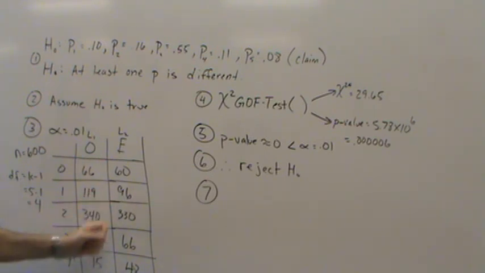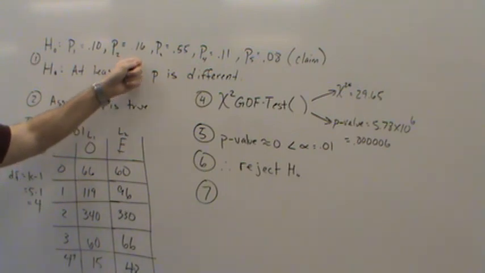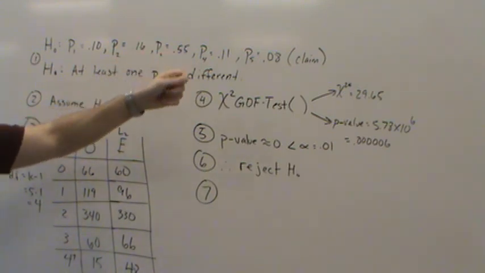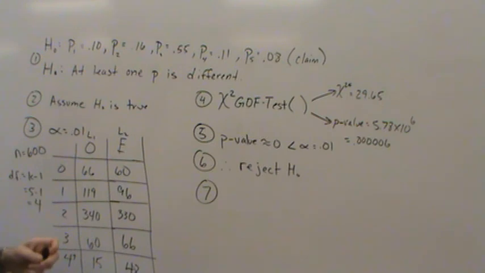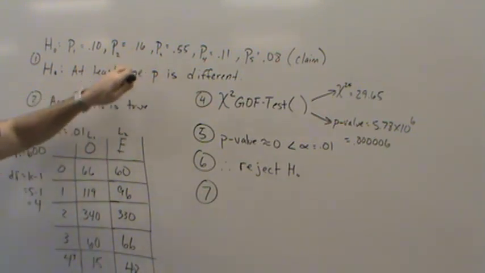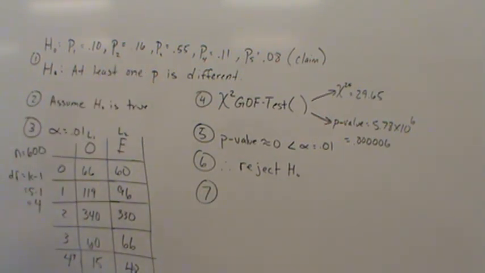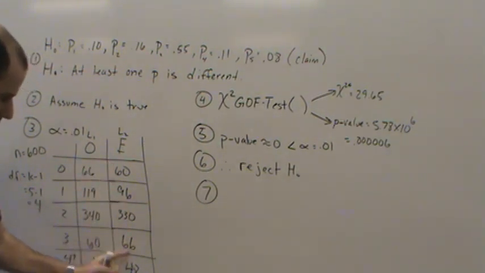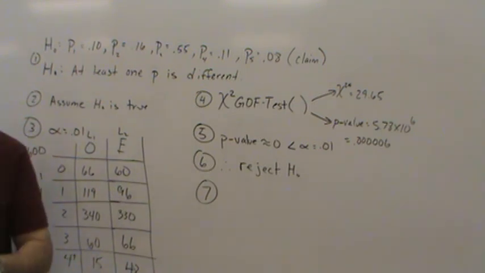So again, based on the sample data. So again, let me repeat that. At an alpha level of 0.01, there is very strong evidence to reject the claim that the distribution of the number of TVs that families have in the far western United States fits this distribution based on the sample data. Okay, let me see if there's anything else here. Oh, by the way, also notice that all of our expected values are greater than or equal to 5. So we're good there.